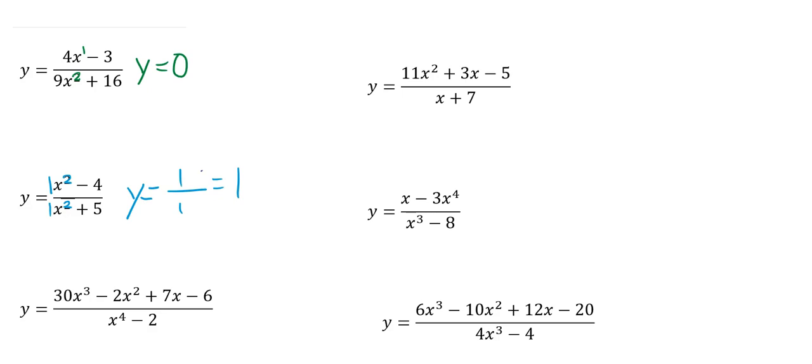The bottom left example, the degree on top is 3. The degree on bottom is 4. Bigger on bottom, 0. In the top right example, the degree in the numerator is 2, the degree in the denominator is 1. Bigger on top, no horizontal asymptote.